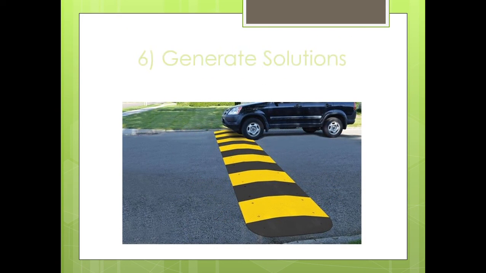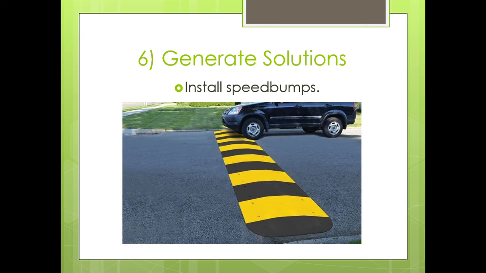And lastly, you have to generate solutions, or just generate one solution depending on the problem you're analyzing. So here I have a very simple solution, which is install speed bumps. So this will make all of the cars slow down whenever they are driving around the zone. And of course, I consider that will diminish the amount of people that will be injured by speeding drivers. All right.